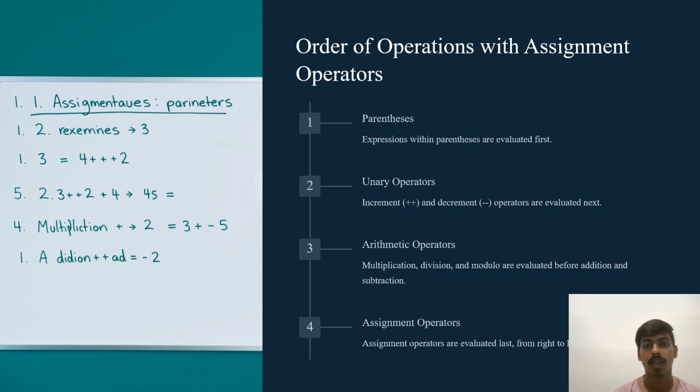First one, parenthesis. Expressions within parentheses are evaluated first. Unary operator: increment and decrement operators are evaluated next. And the third one is arithmetic operator. Multiplication, division, and modulo are evaluated before addition and subtraction. In the arithmetic operators, multiplication, division, and modulo are evaluated first. Then we go for addition and subtraction.